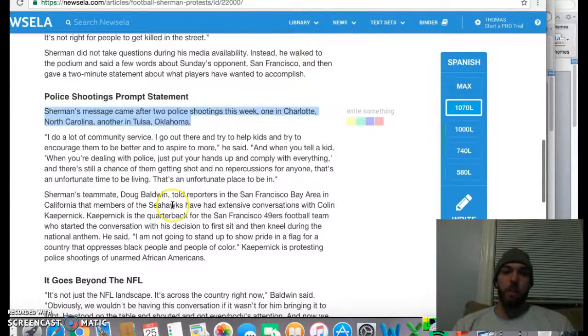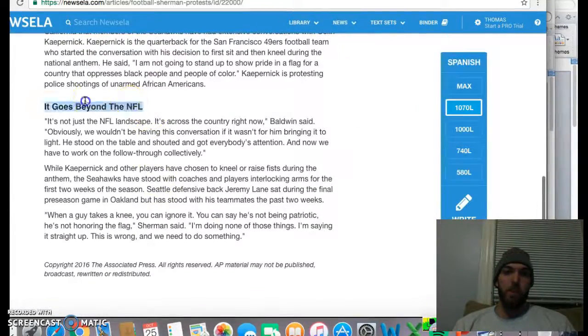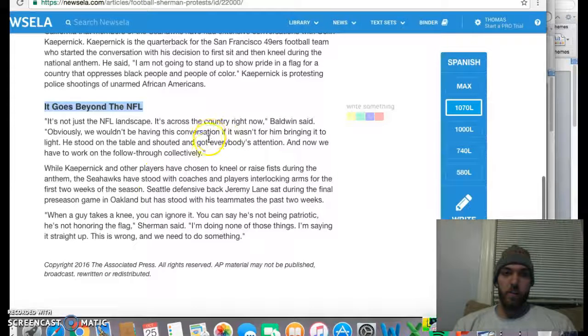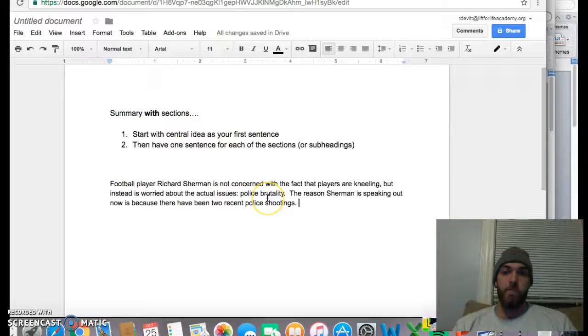Okay, now I'm going to look at my final section. It goes beyond the NFL, which means based off the subheading, I'm predicting it's going to have something to do with the fact that this is a bigger issue than just football. This is real life social stuff. So as I skim this over, between the subheading and this, it tells me what I need. So I'm going to paraphrase that now.